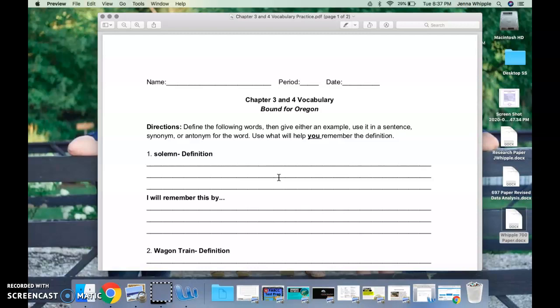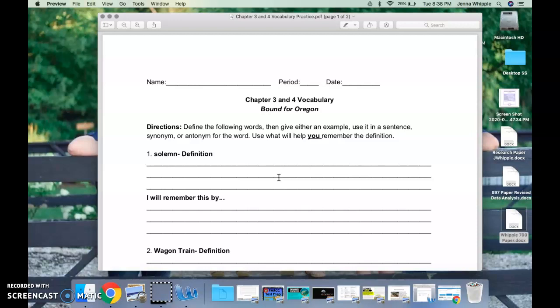So provide the definition. Then either give an example of the word, use it in a sentence, give a synonym or an antonym. You do not have to do all of those things. You pick one. You give the definition and then pick one of those other options. So I want to use it in a sentence. The funeral director was a very solemn man, period. There is my use it in a sentence.